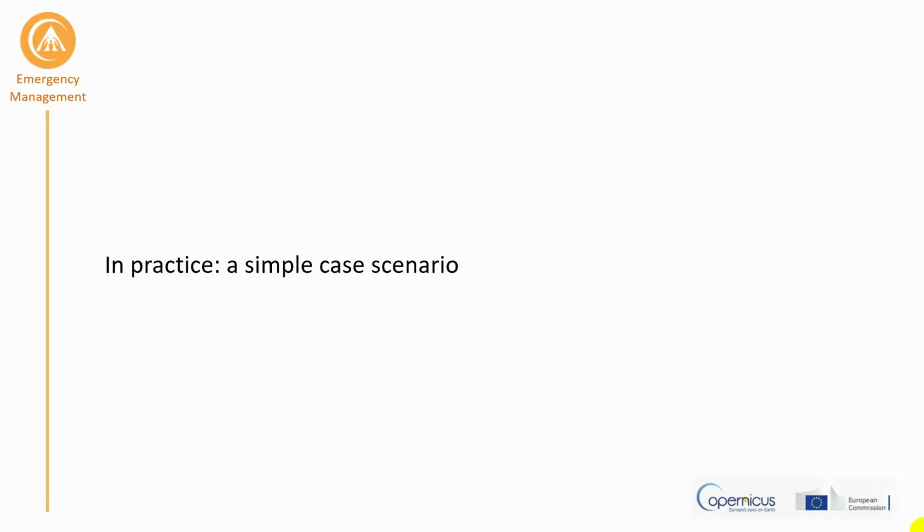We are now going to go through some of the features we have introduced here for a simple case scenario in the EFAS map viewer. More specifically, we will look at the recent heavy rainfall event that took place in Western Norway at the beginning of November.